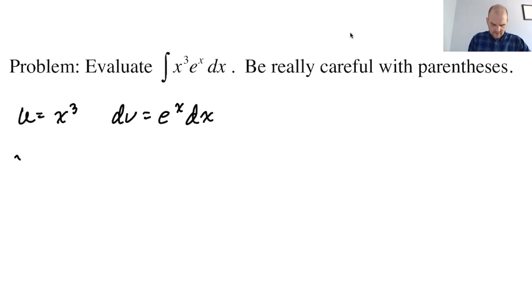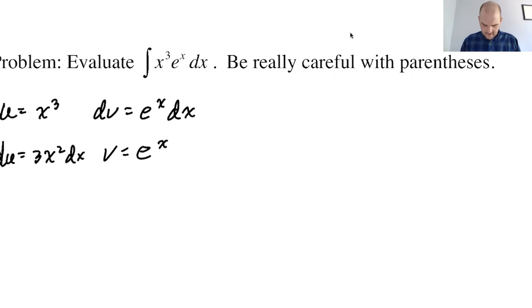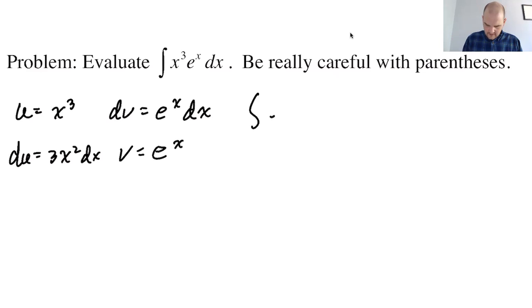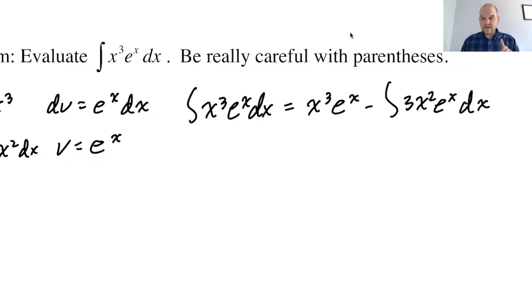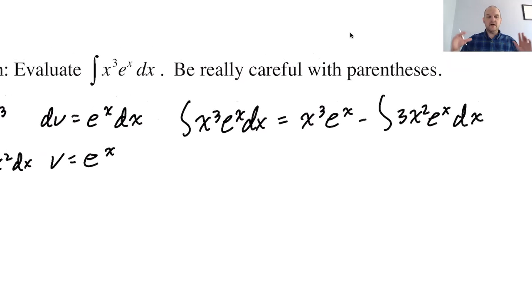All right. So du is going to be 3x squared, and v is going to be e to the x. Oh, I forgot a dx. I forget that a lot. All right, so the integral of x cubed e to the x dx is going to be u times v, so x cubed e to the x, minus the integral of v du, which is 3x squared e to the x dx. I recommend that you leave that 3 inside there for reasons that you're going to see in a second.